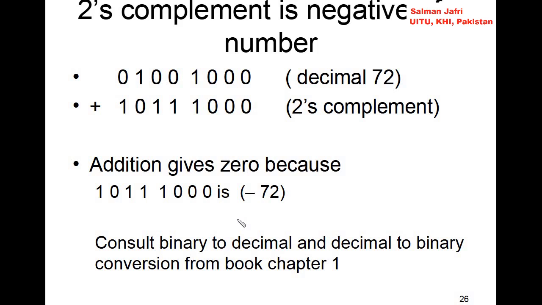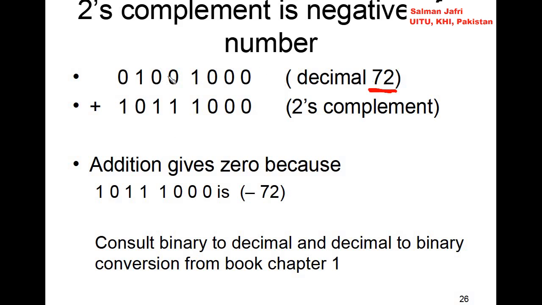The 2's complement is the negative of a number, and this is what we are going to find out. Now let's say we have the decimal number plus 72. When we convert it from decimal to binary, we have 0100 1000.